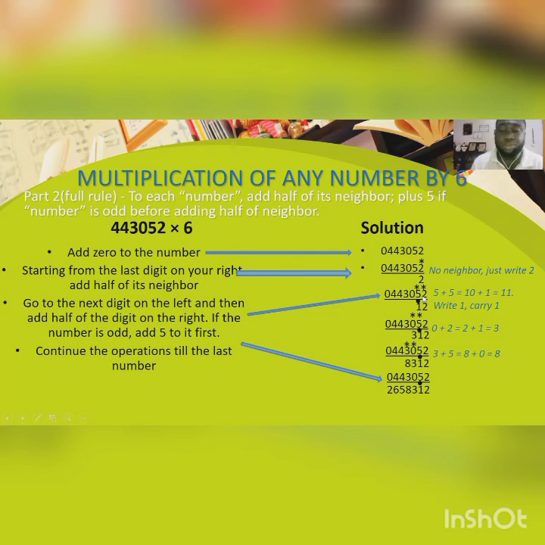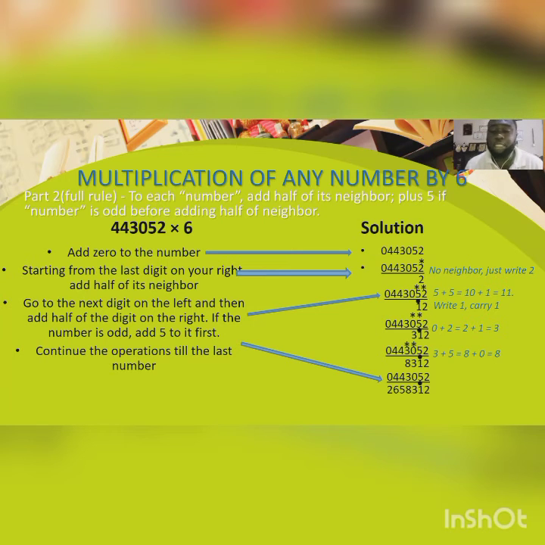The next digit is 0. So 0 plus half of 5. Remember that half of 5 is just 2, not 2 and a half, just 2. So 0 plus 2 gives us 2. 2 plus the 1 we carried previously gives us 3. The next number is a 3. First things first, we add 5, because it's an odd number. So 3 plus 5 gives us 8. 8 plus half of the digit on the right. The digit on the right is 0, so it doesn't change. 8 plus 0 is 8.